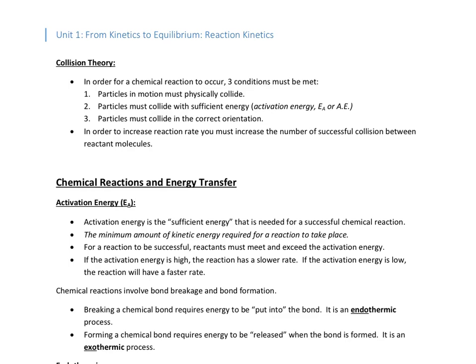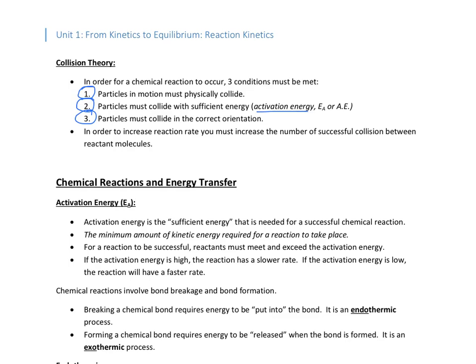The collision theory is a very important theory in this unit, and we'll be working with it more in the next lesson. According to the collision theory, in order for a chemical reaction to occur, three conditions must be met. The particles must physically collide with one another. When they physically collide, they must have sufficient energy, which is known as the activation energy, in order to break the bonds. And the particles must collide in the correct orientation in order for new bonds to be formed.